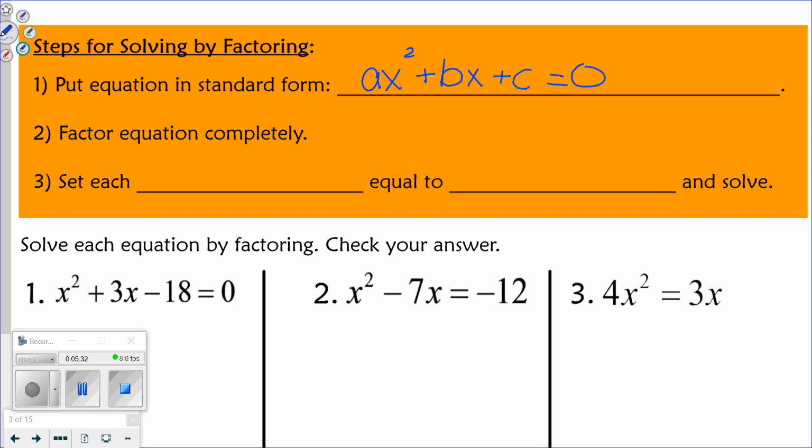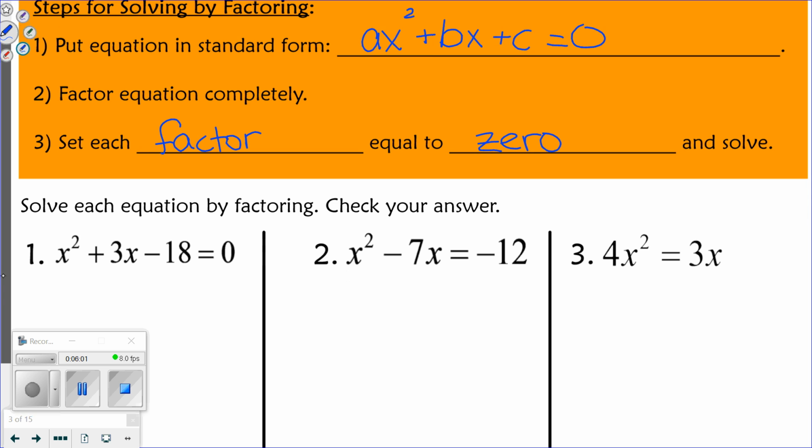So if it's not set equal to 0 to start with, you're going to have to move things to make it equal 0. Okay? So then you'll factor completely, whatever that may entail. Could be difference of squares, could have a GCF, could just factor 2 sets of parentheses, whatever it may be. And then set each factor equal to 0 and solve. So if you remember how to factor, this process should not be too terrible for you.